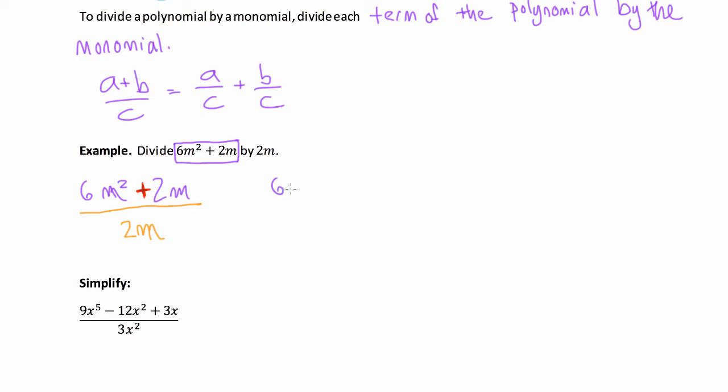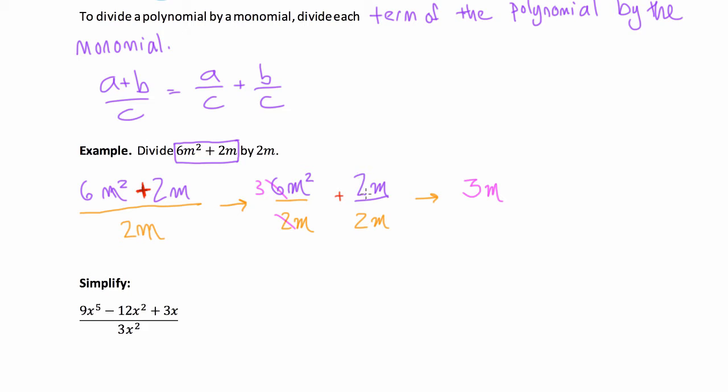So I get 6m squared divided by 2m, plus 2m divided by 2m. Now these are just two problems I can do. Over here, I've got a 6 upstairs and a 2 downstairs. Those cancel because I've just got multiplication, and I end up with a 3 upstairs. Then I had 2 m's upstairs and 1 m downstairs, so I end up with just one factor of m. That's m to the power of 2 minus 1.